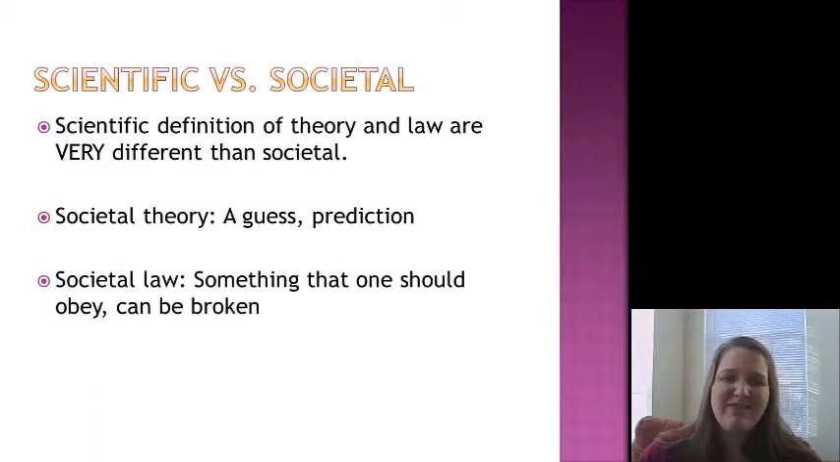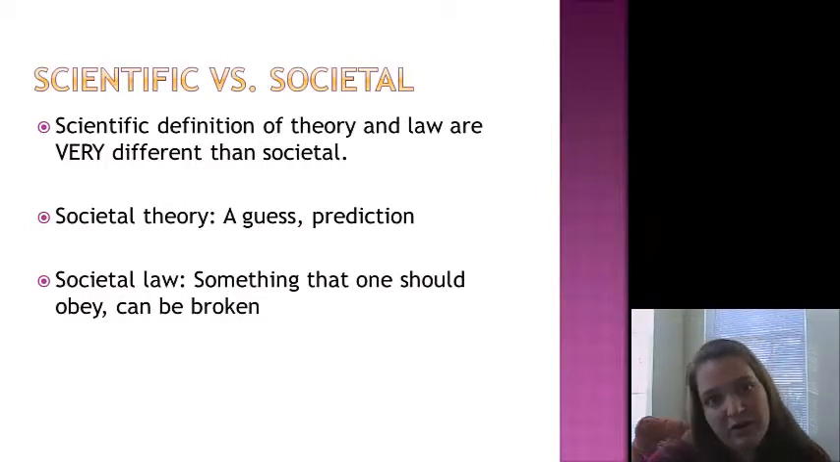And then we have societal laws. A societal law is something that one should obey, but it can be broken. So a societal law, these are things that we should be following and obeying, such as always wearing your seatbelt, making sure you stop at a stop sign, obeying the speed limit, wearing your helmet when you ride a bike. All of those things are societal laws, or laws that we have in our community. But they can be broken.